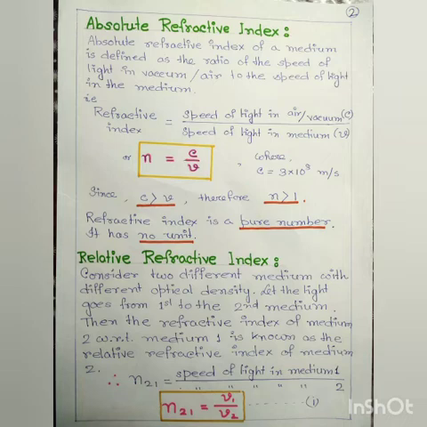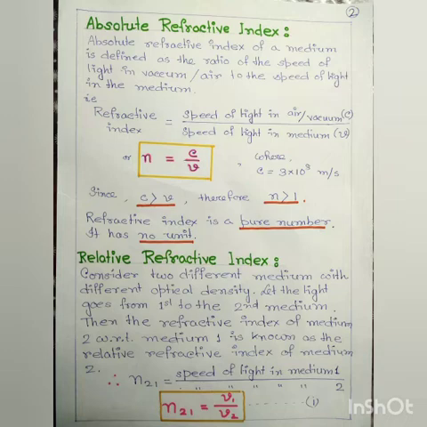So what is the absolute refractive index? It is the ratio of the speed of light in air or vacuum and the speed of light in the medium. If the speed of light in vacuum we consider as c and the speed of light in that medium is v, then n is equal to c by v. Here c is the speed of light in vacuum or air, and as we all know, c is equal to 3 into 10 to the power 8 meter per second.